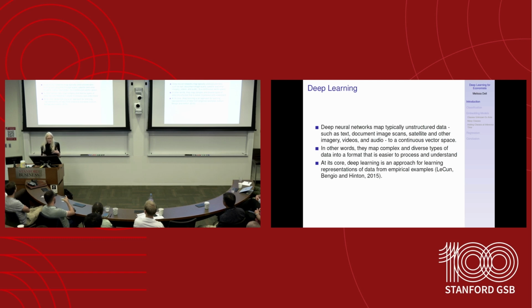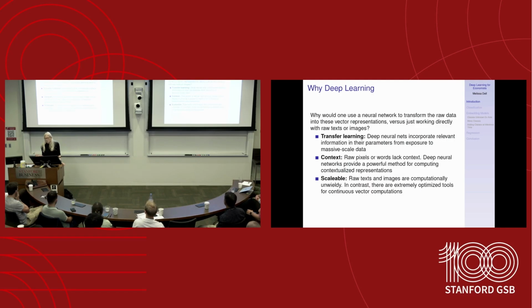So at its core, deep learning is an approach for learning these continuous vector representations of data from empirical examples. In deep learning, you don't tell the computer the rules that you're going to use to map that high dimensional data into something more low dimensional. It learns how to do that from empirical examples that are fed to the model.